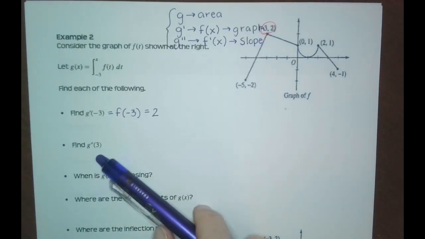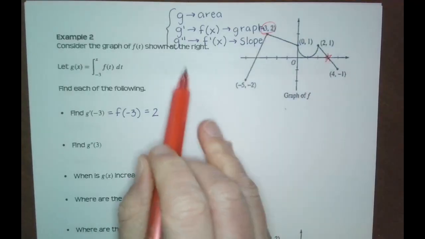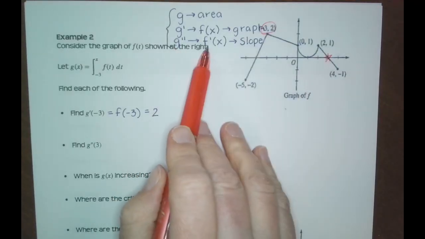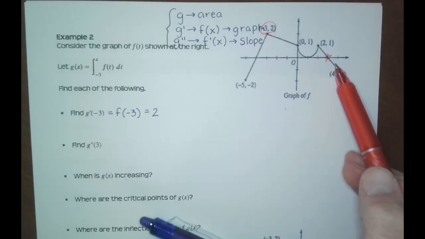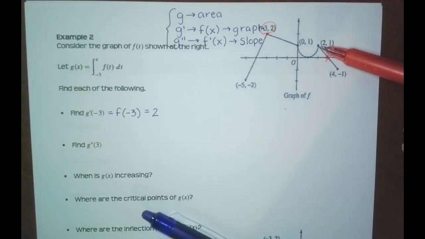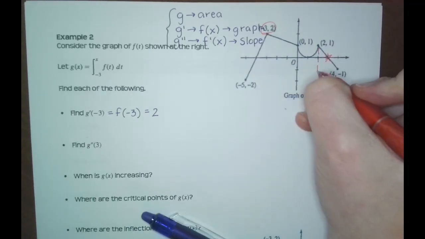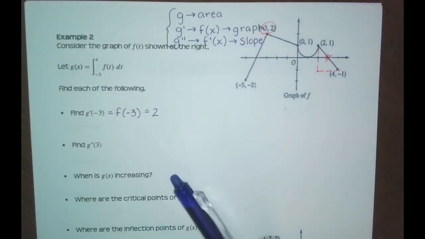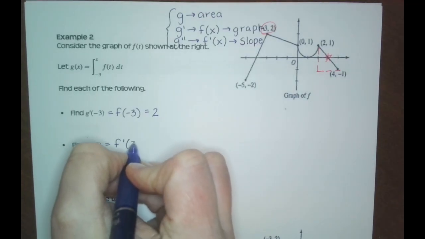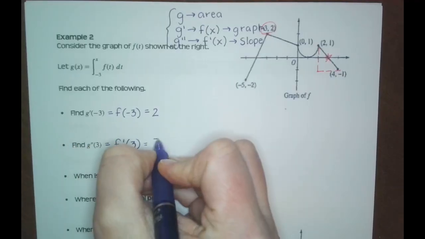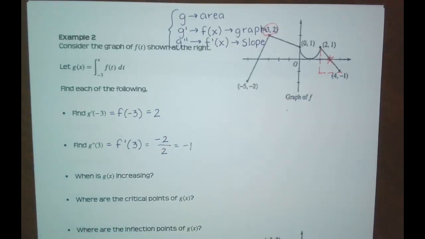Okay, G double prime of positive 3, so that's talking about this point right here. Well, G double prime is f prime, which is the slope of the graph. So I need the slope of this segment right here. And let's see, this looks like it's going down 2 and over 2. So my slope, let's see, I'm going to write this, f prime of 3, which would be negative 2 over positive 2, otherwise known as negative 1. So I just did rise over run there.